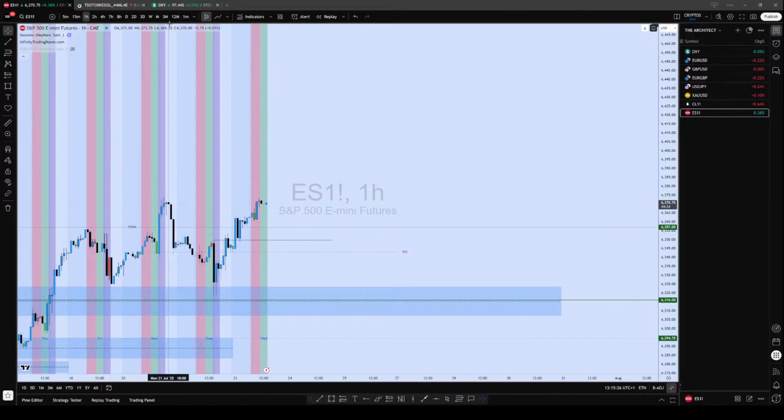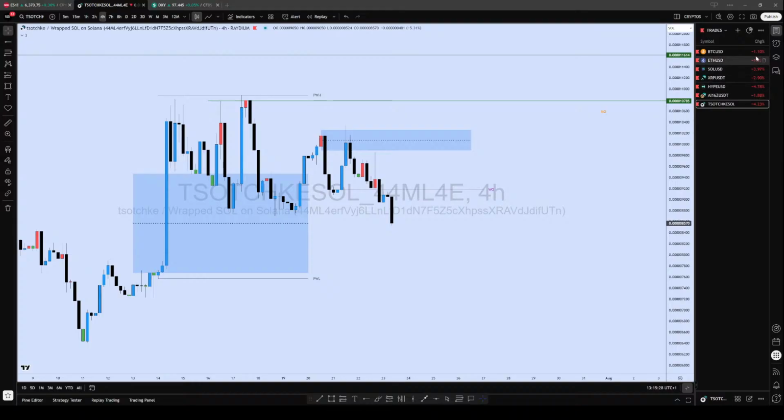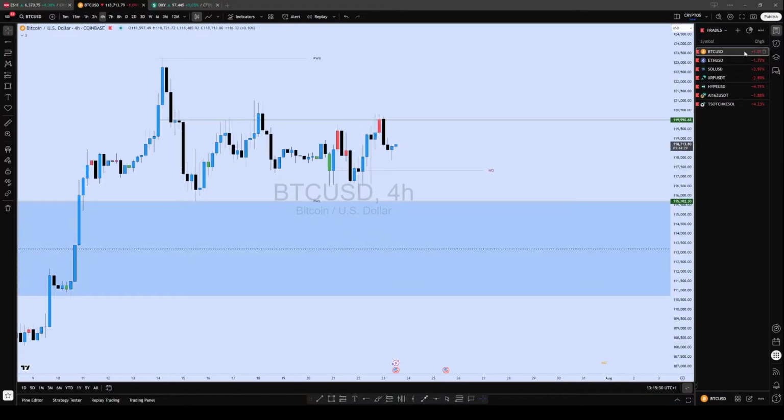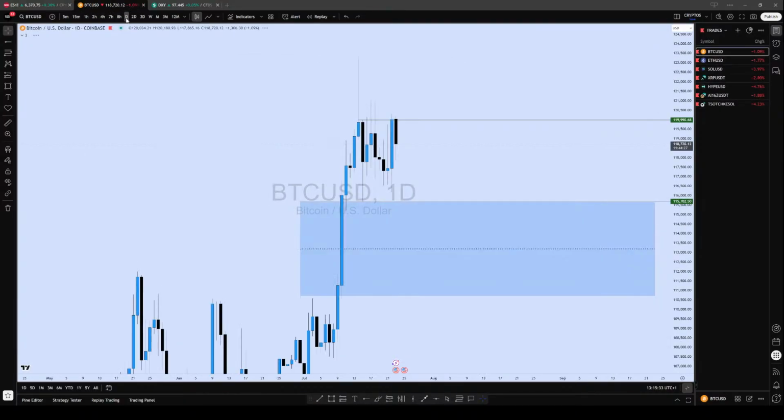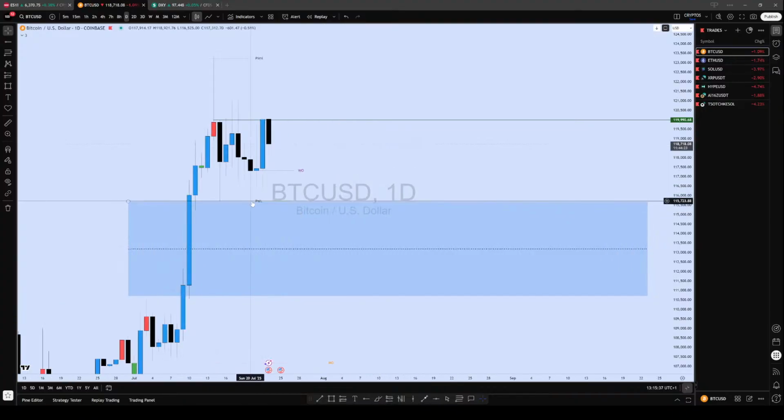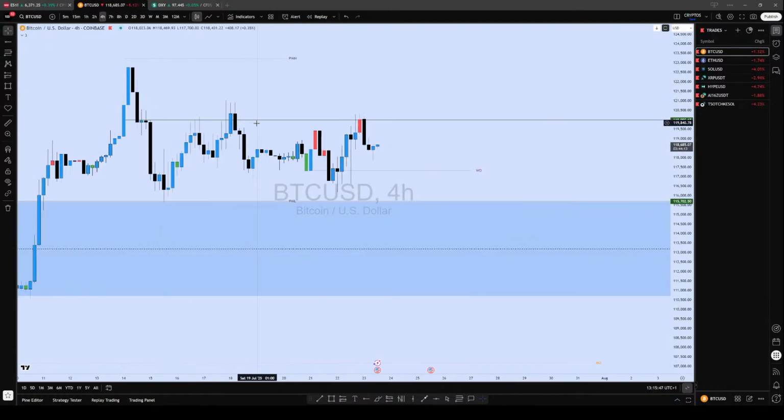Okay, now let's move on to the Bitcoin market. So Bitcoin, still this gap has not been traded to yet, so again I'm still not convinced we are going up. On the H4, it looks like we wanted to close above this but immediately rejected, so that is not a good thing.